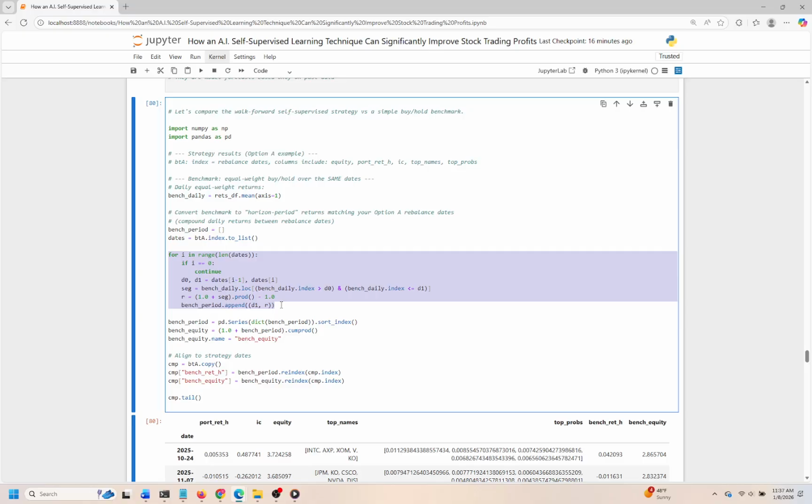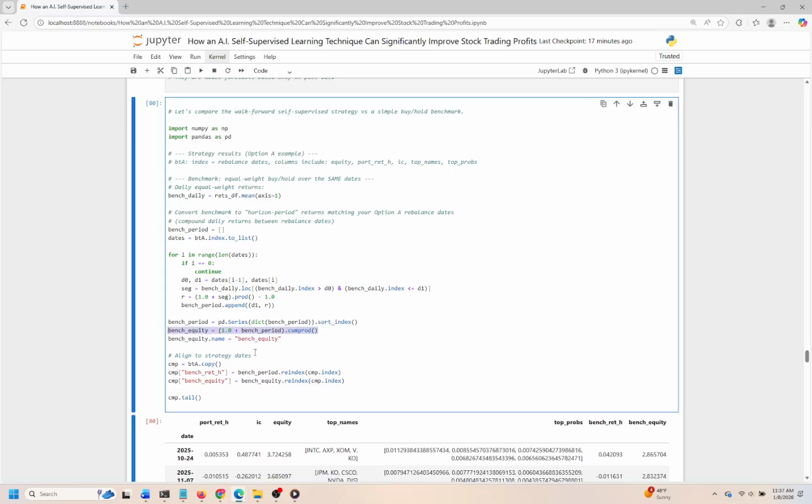For each period, it gathers the daily returns that fall within the specified range, then calculates the overall return from these daily segments. The result is stored in a list, which is later converted into a pandas series. This series not only holds the returns for each horizon period, but is also sorted by date for clarity. Following that, the cumulative product of these horizon returns is computed to reflect the equity curve of the benchmark strategy.